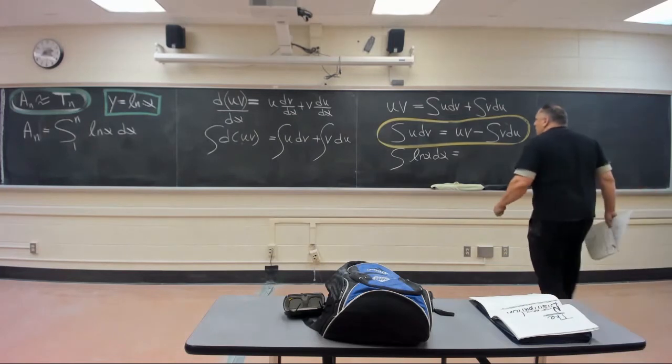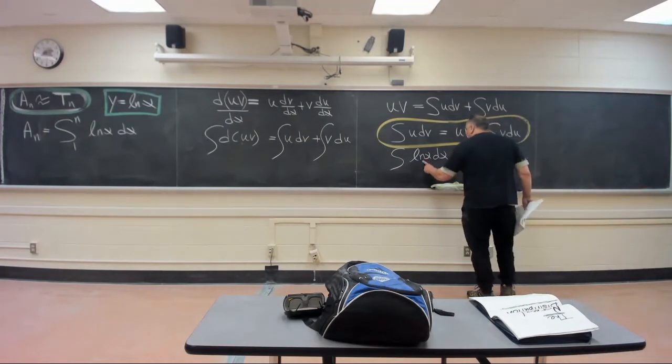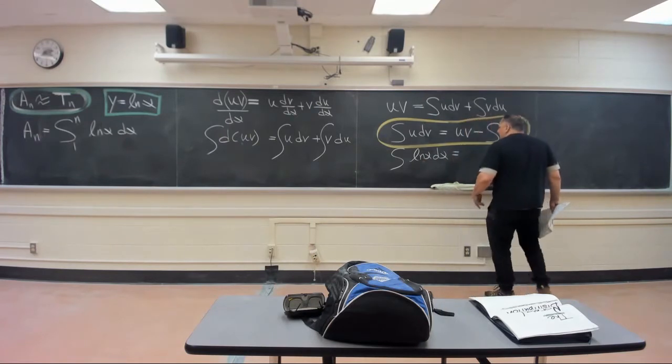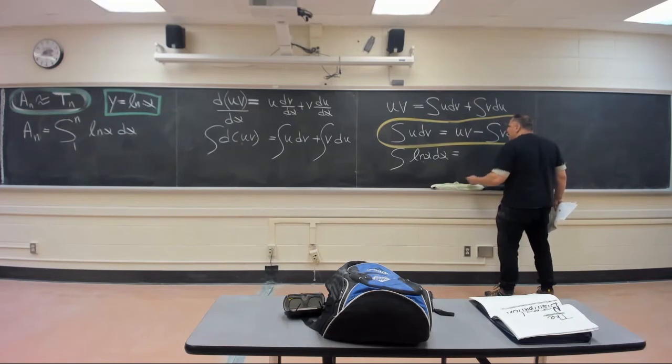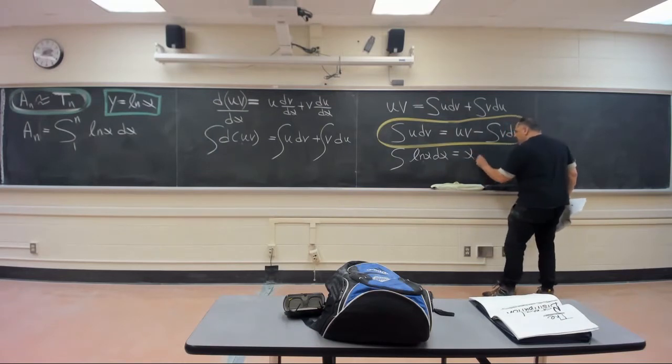Well, then we call u ln x. U is ln x, dv is going to be 1 dx. So if dv is 1 dx, v is the integral of 1 dx, which is just x. So it's going to come out like this.